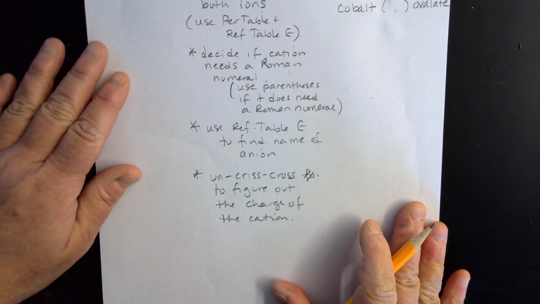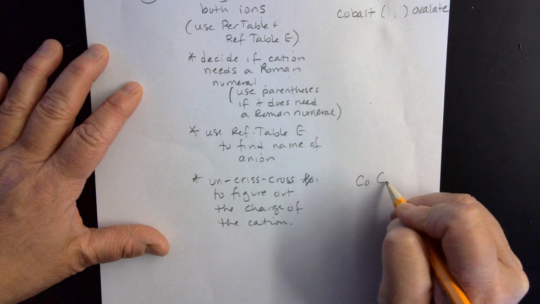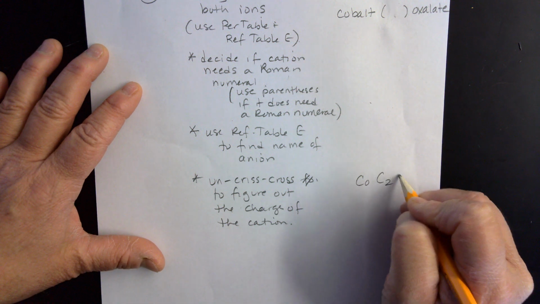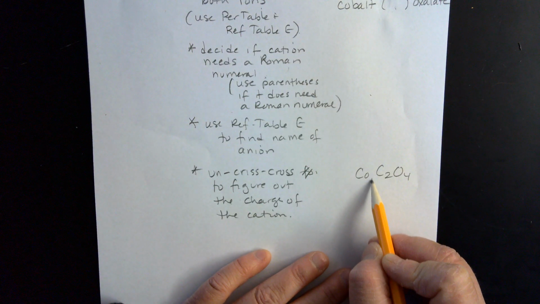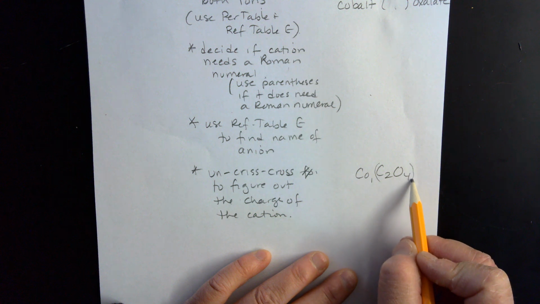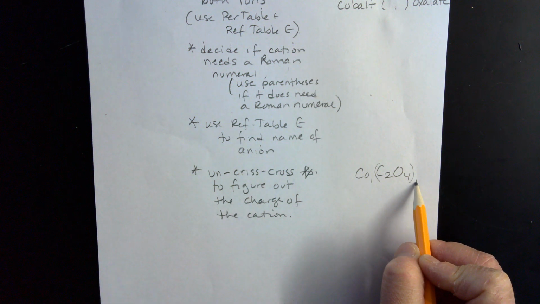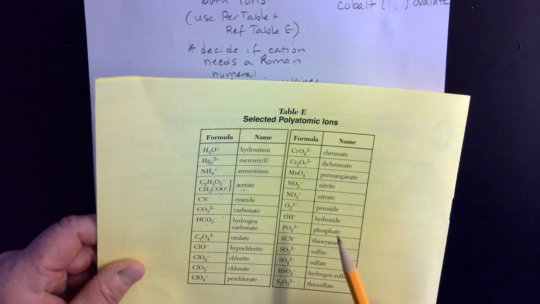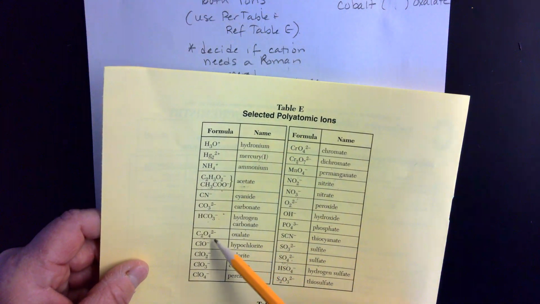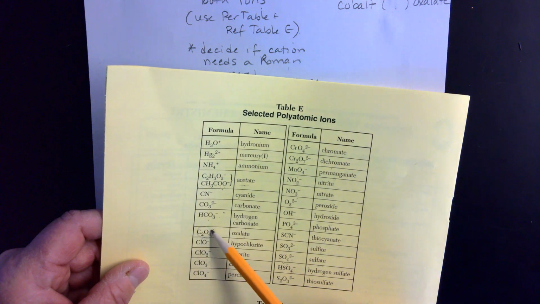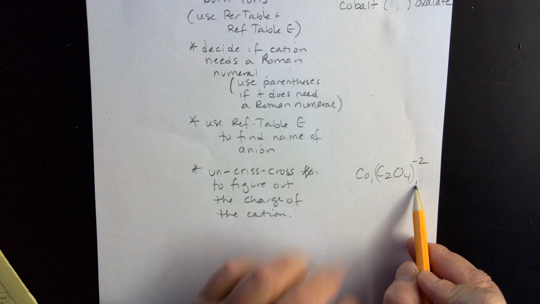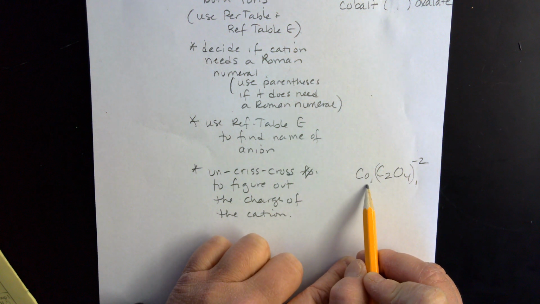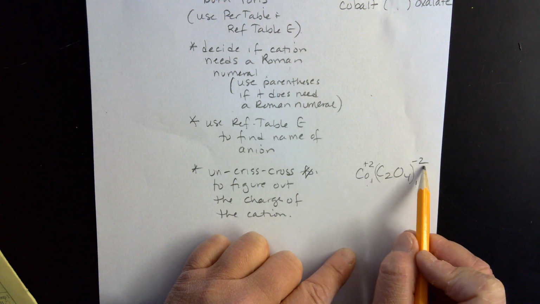Okay, so to do that, I'm going to rewrite the compound down here where it's right next to the instruction. So Co C2O4. What we see here is that we have one cobalt, and if we put parentheses around the C2O4, we see that we have one of them. We recognize C2O4 as one ion, the whole thing. The whole ion has a -2 charge, but there was one of them.